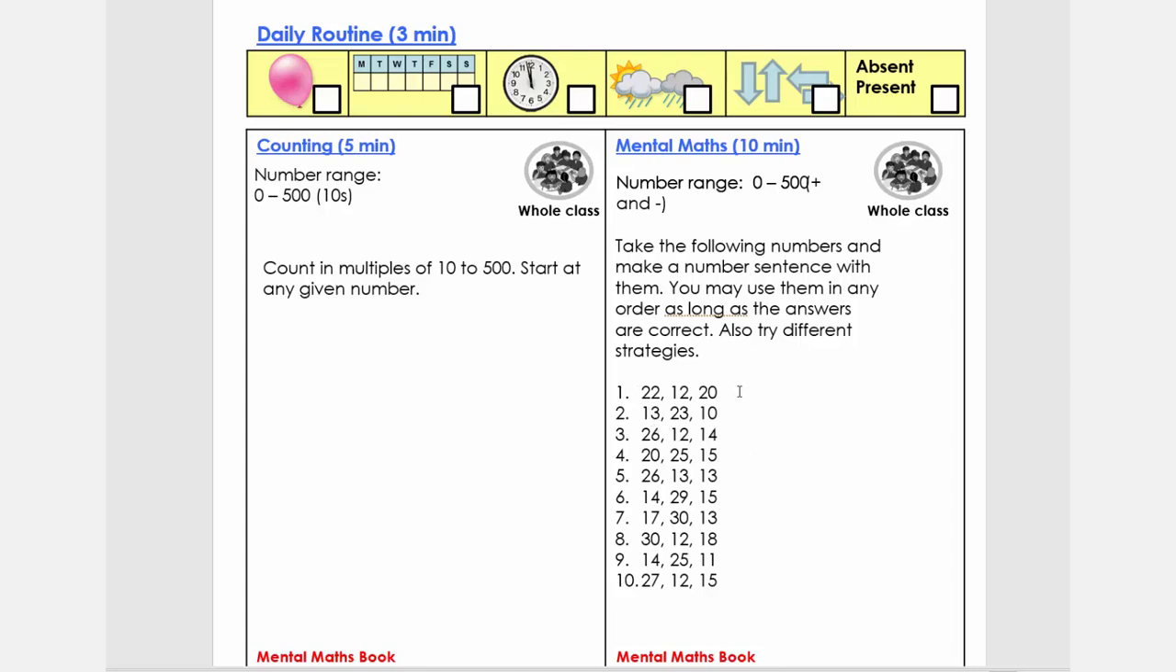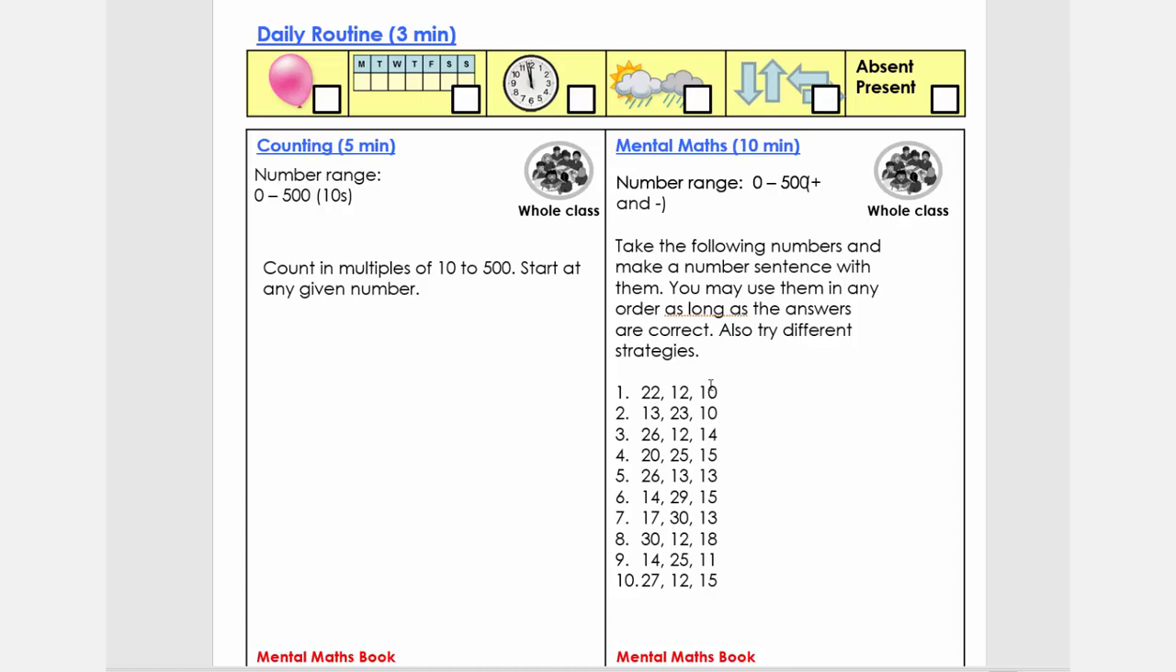So let's look at the first one, 22, 12, and 20. What you will notice is that we will need to change one of the numbers, or maybe two. So this is where you're going to ask them, what are we going to do here? So I'm going to change the 20 to a 10, and then I can make a number sentence. So 12 plus 10 equals 22. 22 minus 12 equals 10.